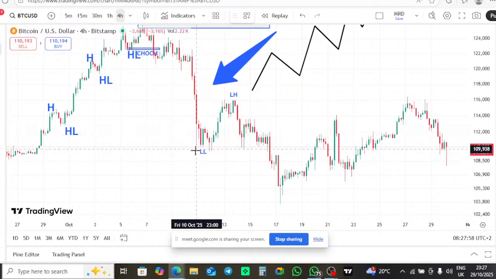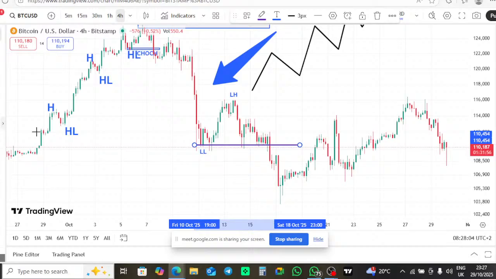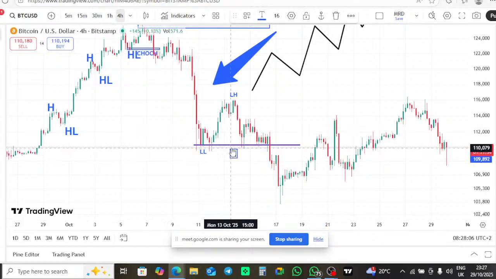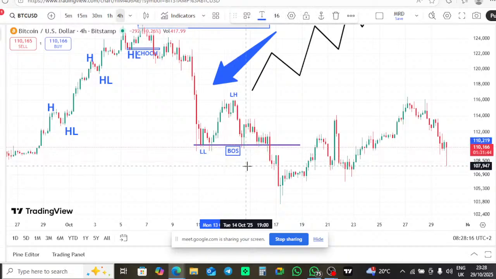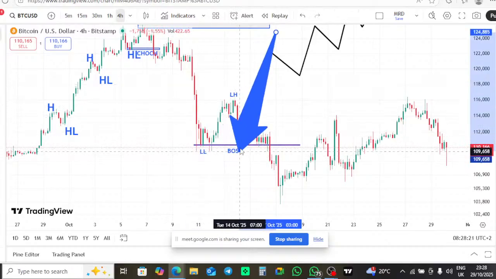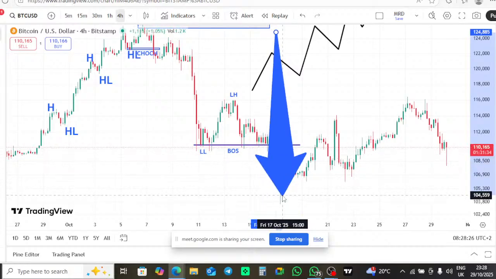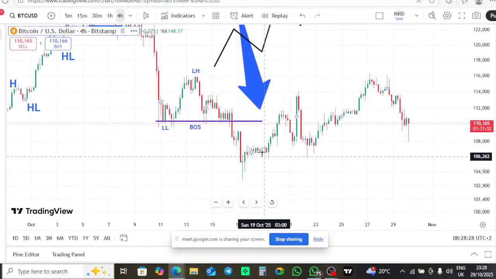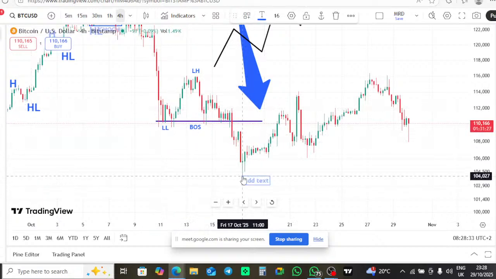Therefore, if we come and break this level like this, that's what we call the BOS. Sorry, it is called BOS. BOS, that is what? Break of structure. This was the low, and now we can see the market breaking this level. It means it has formed another lower low. Are we together? It has formed another lower low. Now this is a lower low.